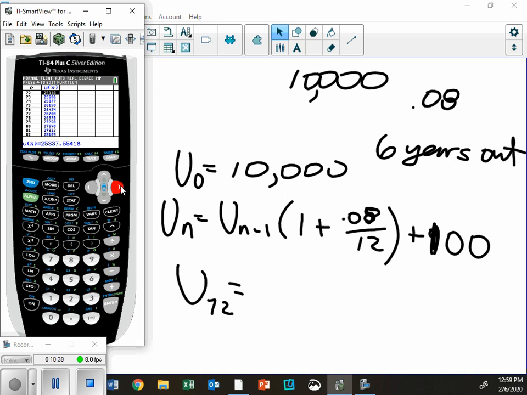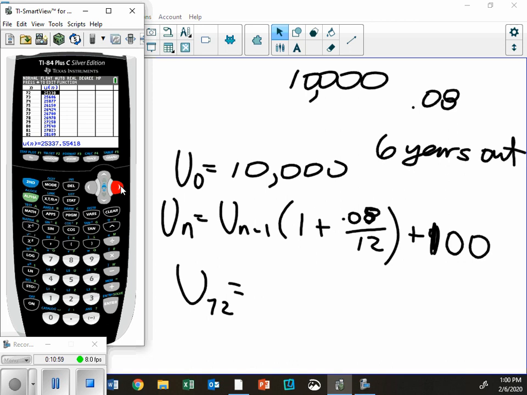Why did it grow so much? Because you got 8% and you were adding $100 a month, which is like $1,000 a year. Think about that. If you added $1,000 a year for 6 years, you added 6,000 to it. So all by yourself, you would have been at like 16. But then it grew because of the stock market, and you're at 25 grand.